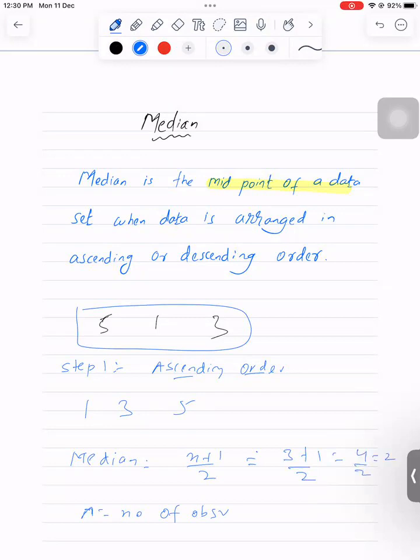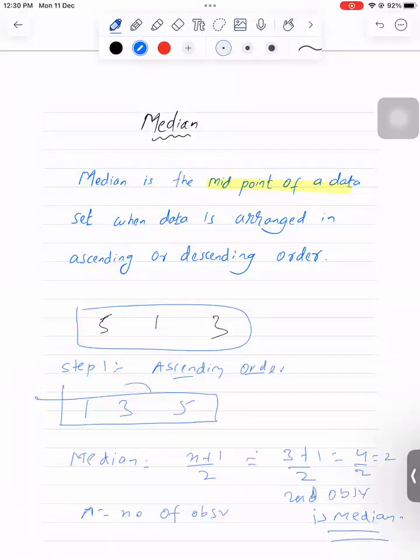Now 2 means the second observation is the median. Okay, the second observation is the median. So this is the data set arranged in ascending order: 1, 3, 5. So the second observation is 3. Okay, 3 is your median. So you need to remember this formula. The median is equal to n plus 1 divided by 2. Please note this down.